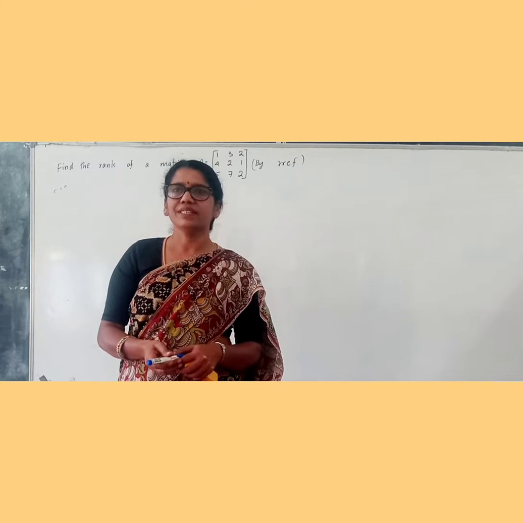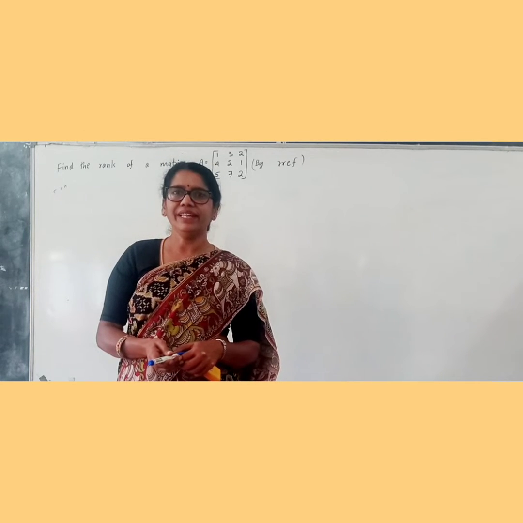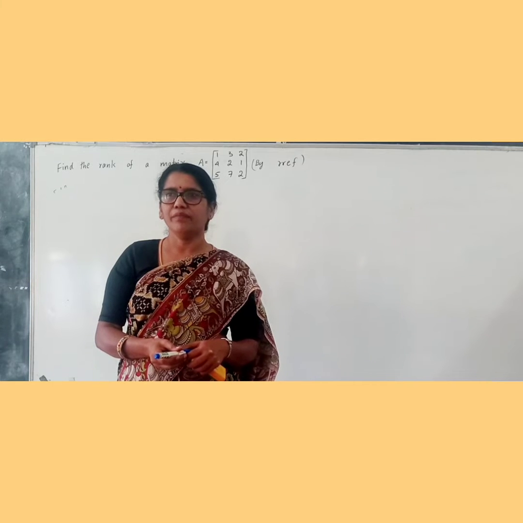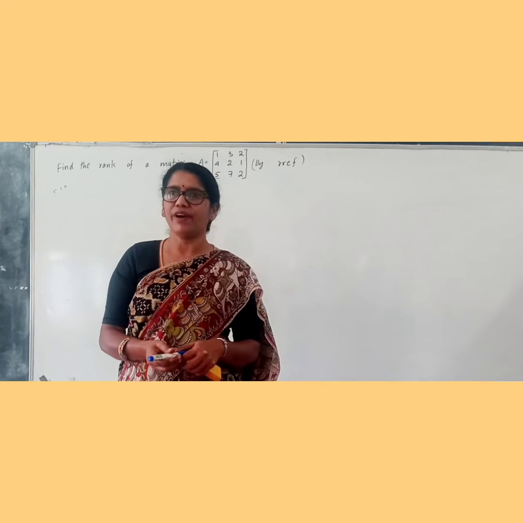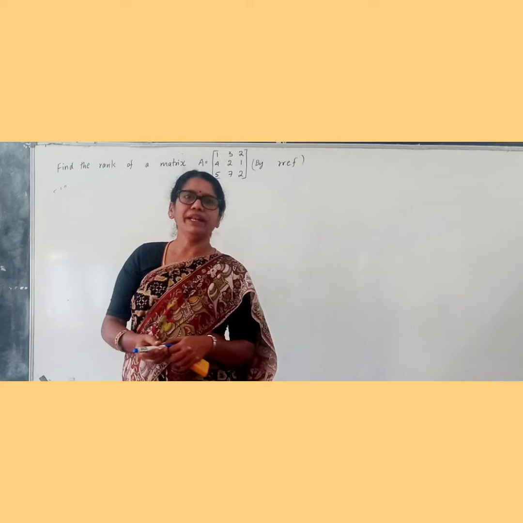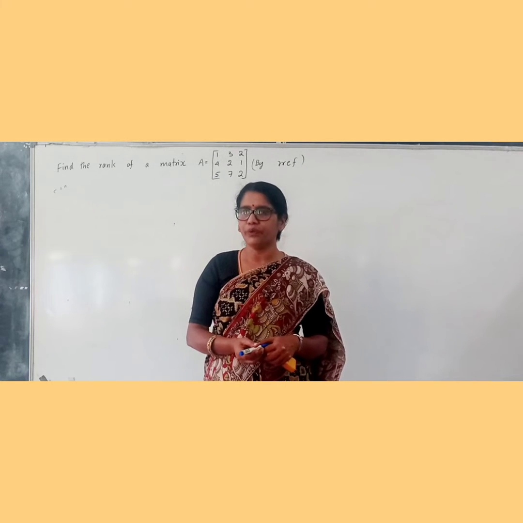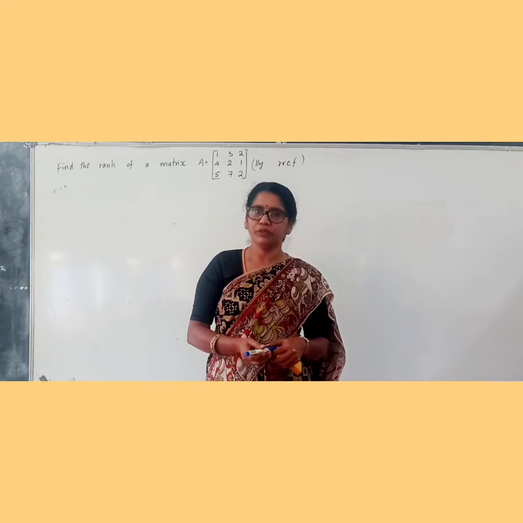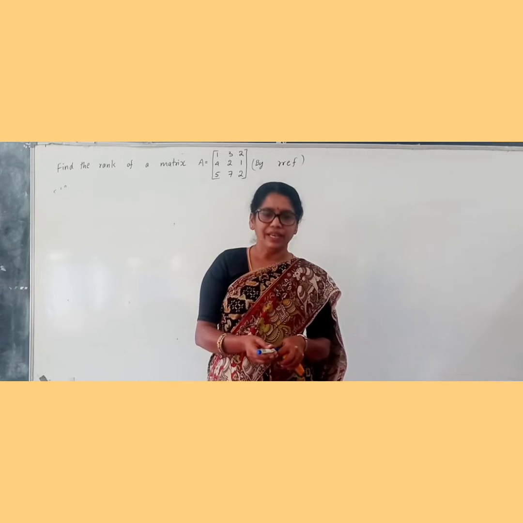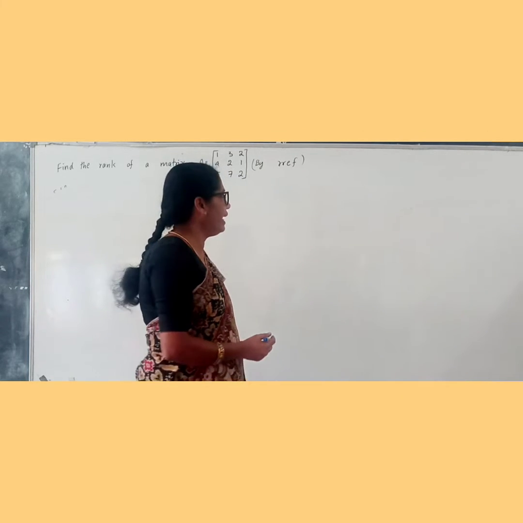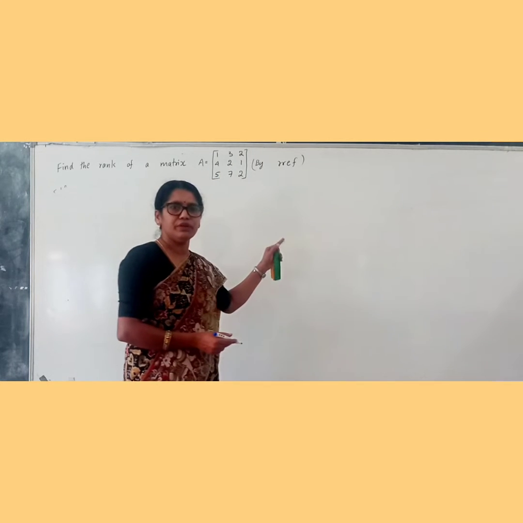Dear students, now we will find the rank of the matrix A by using row reduced form. See, the rank of the matrix can be found in two ways, either by reducing it to row reduced form or to normal form. First, let us find out the rank of this matrix by using row reduced form.